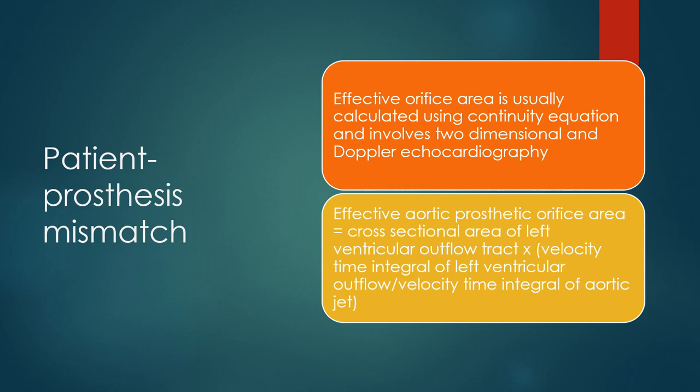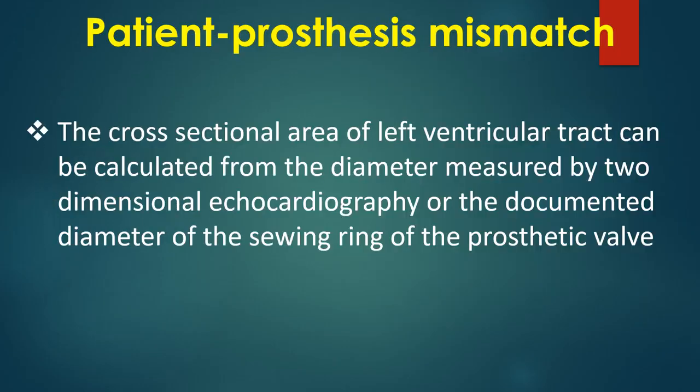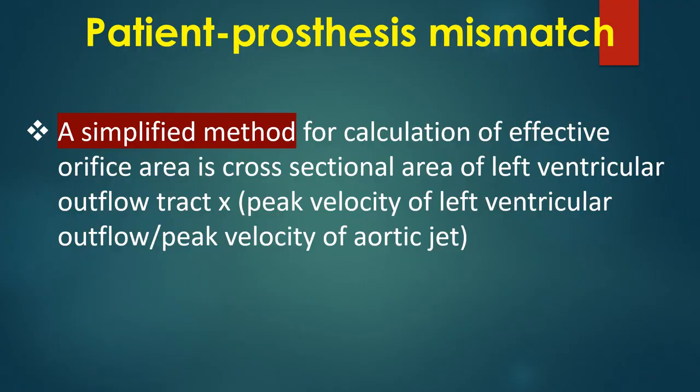Effective prosthetic orifice area is equal to cross-sectional area of the left ventricular outflow tract into velocity time integral of the left ventricular outflow divided by velocity time integral of aortic jet. The cross-sectional area of left ventricular outflow tract can be calculated from the diameter measured by two-dimensional echocardiography or the documented diameter of the sewing ring of prosthetic valve. A simplified method for calculation of effective orifice area is cross-sectional area of left ventricular outflow tract into peak velocity of left ventricular outflow divided by peak velocity of aortic jet.